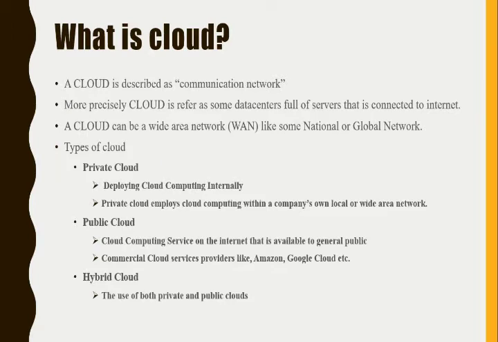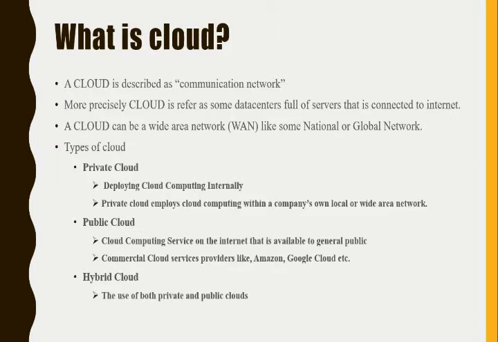There are three types of cloud. Number one, private cloud. Number two, public cloud. And number three, hybrid cloud. In private cloud, cloud computing is deployed internally within an organization. Companies use private cloud computing when the data is sensitive and they don't want to share it publicly. For example, banks. Data of banks is sensitive and they don't want to share it publicly. For this purpose, they own private cloud computing.